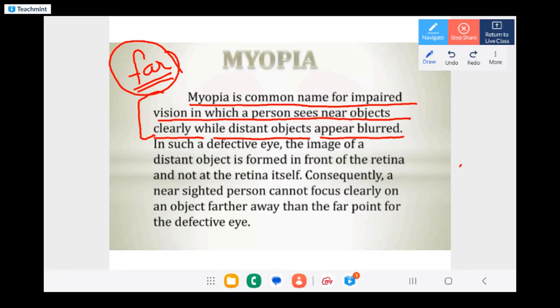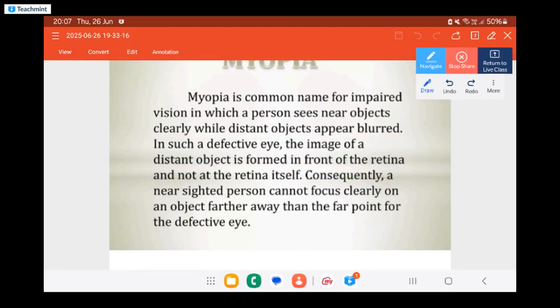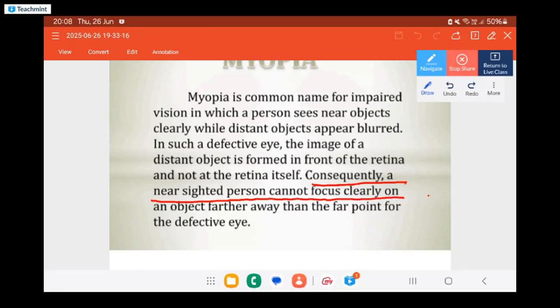In such a defective eye, the image of a distant object is formed in front of the retina. So wherever the retina is, the image will be formed in front of it. Okay, so it should have been on that red curve, but it forms in front. So you're not able to see it at all. Consequently, a near-sighted person cannot focus clearly on an object farther away than the far point for the defective eye.